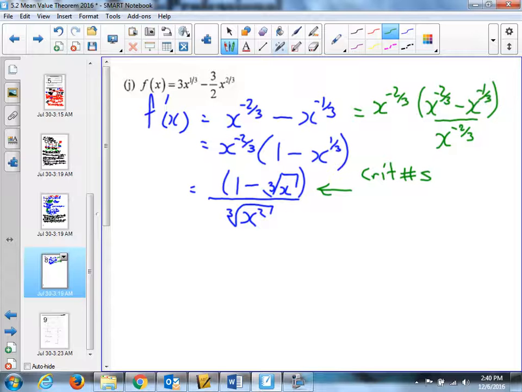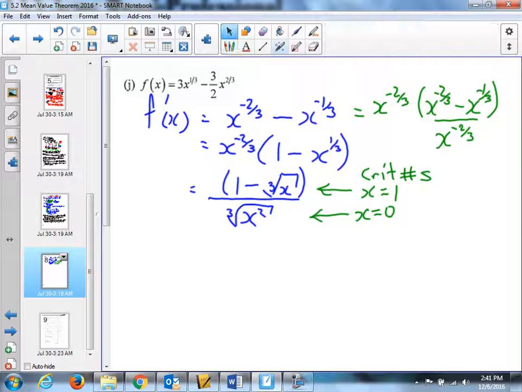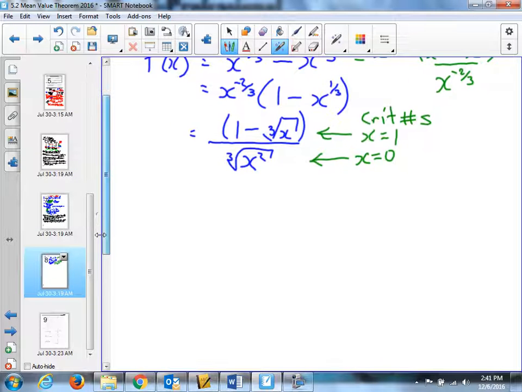Okay. Can you tell just by looking at that what the factor is? What would give you a 0? 1. Okay. X equals 1. And what would make this expression undefined? Yeah, 0. Both are valid numbers to put in here, so they're good. So then we go with some sign analysis, with the critical numbers marked down.